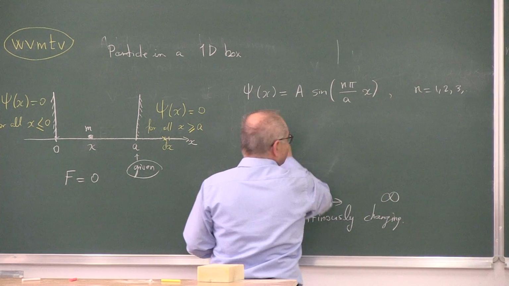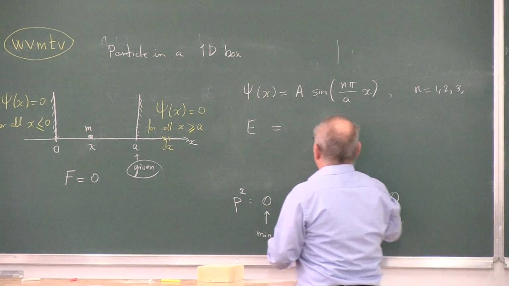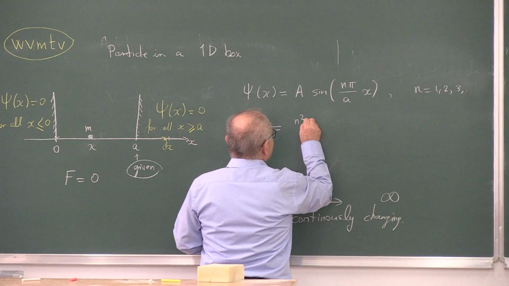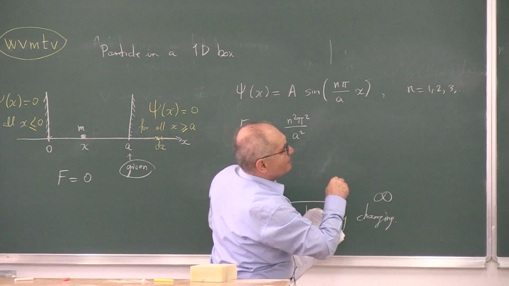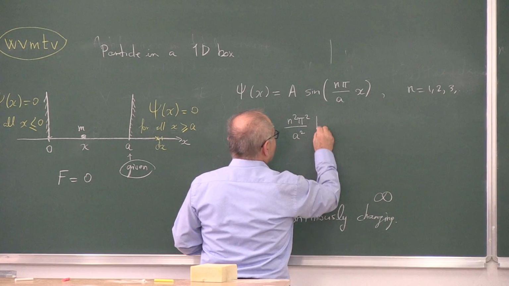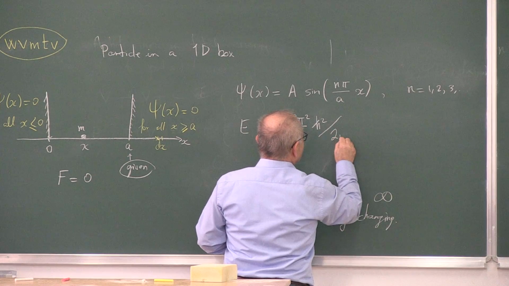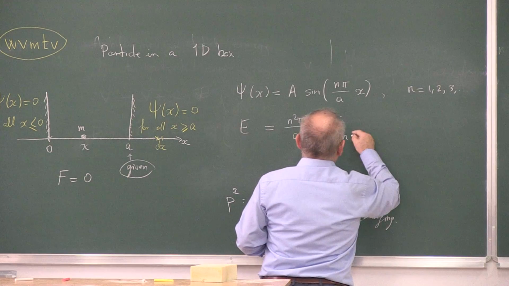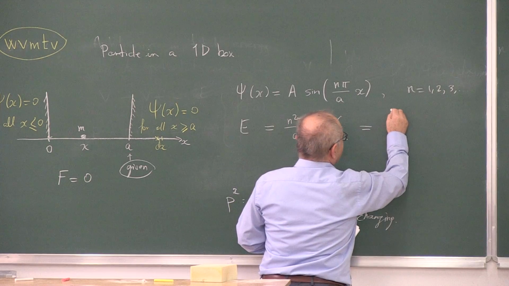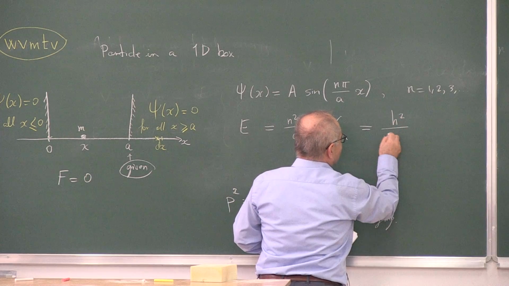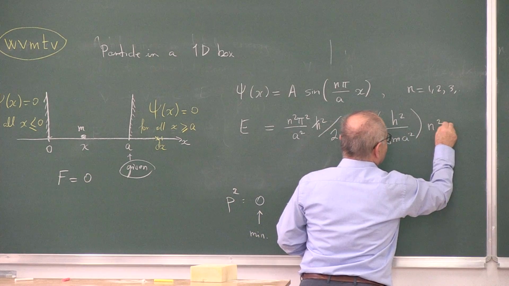And allowed values for k are these values. So n square pi square over a square. This is k square times h bar square divided by 2 times m. Let us simplify this. We get h square over 8 m times a square times n square.